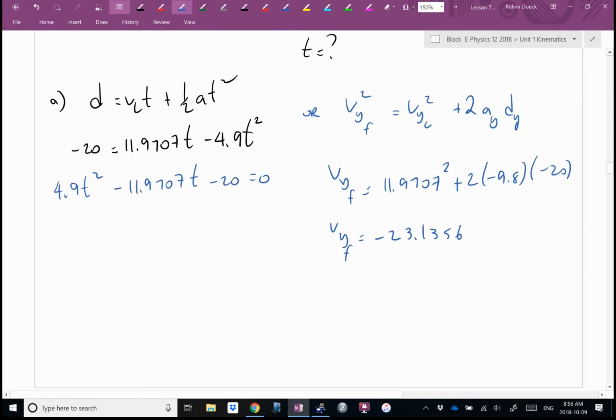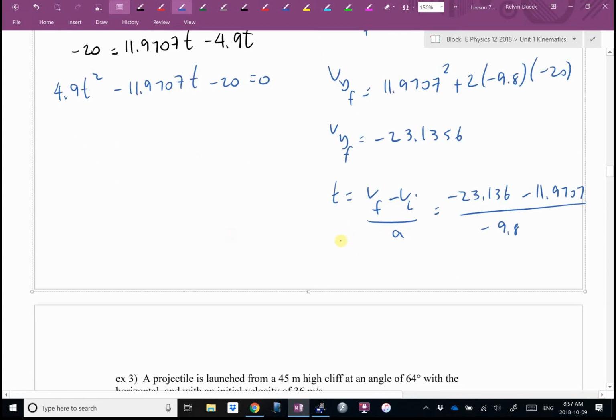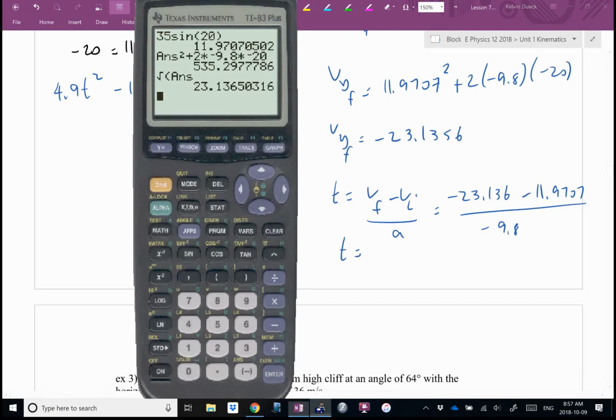And then I can go T equals V final minus V initial over A, which is going to be negative 23.136 minus 11.9707 all over negative 9.8. Negative answer button minus 11.9707 all divided by negative 9.8. Those of you that use the quadratic formula, did you get 3.58 and our 2 might match? I doubt our 3 matches. Does our 3 match? Because I rounded off a little bit. But I'm guessing somewhere around here my decimal doesn't quite match your decimal. Okay? So either method's fine.